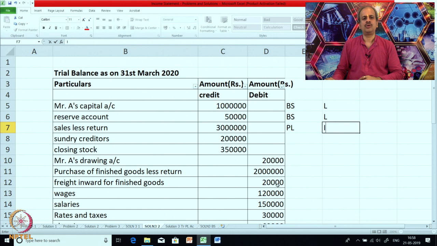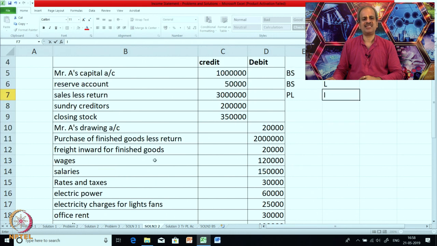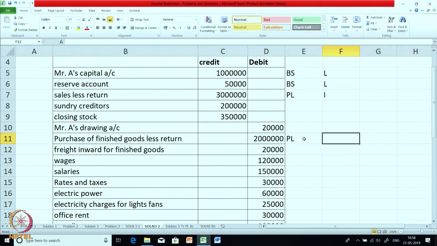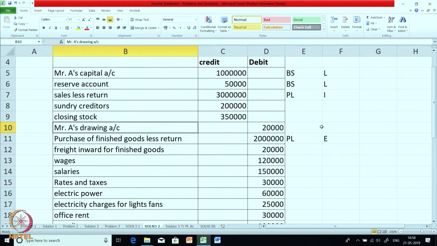If you go to, let us say, purchases, it is a profit and loss expense item. Almost all debits are going to be profit and loss expense, few would be balance sheet assets. Only one, for example, drawing will be reduced from the balance sheet liability side. Okay, so now your job will be simple. Using this data, let us go to income statement and the balance sheet. So if you are ready, we will go to the solution.